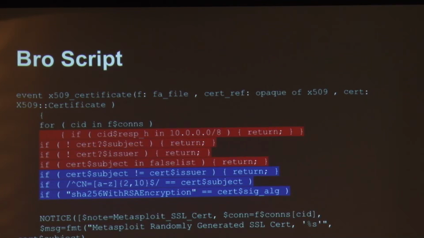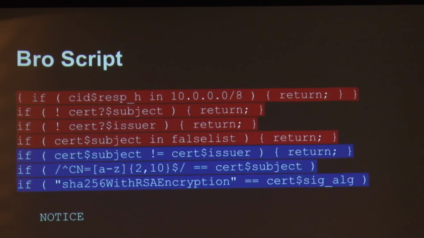And here's the Bro code to detect it. It's really simple. Everything in red is just tuning, and then the 3 lines in blue are the actual detection mechanisms. So up top in red, we're just making sure that the responding host and the session is not inside of our network. So we just filter that out. And then we're making sure that there is a subject and an issuer inside the cert, and that the cert is not in our false positive list. You build a small false positive list.